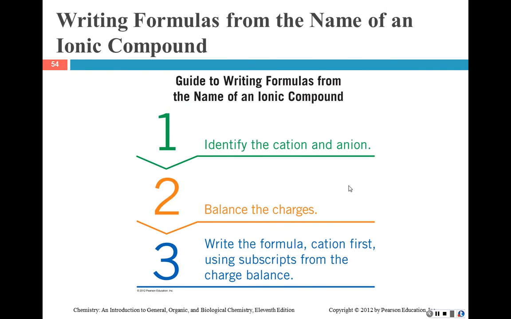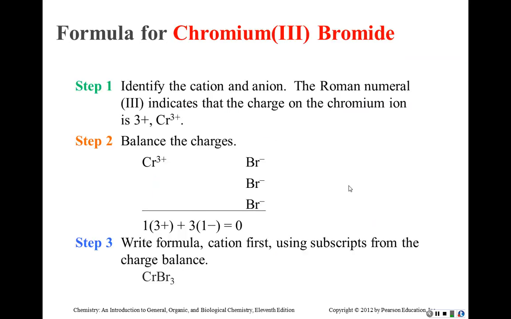Alright. Writing formulas from the name of an ionic compound. Okay, so if they give me the name, then I can write the formula. So I identify the cation and anion, and that's easy because the cation is going to be written first. I balance the charges, and then I write the formula using the cation first and the subscripts to balance the charge.